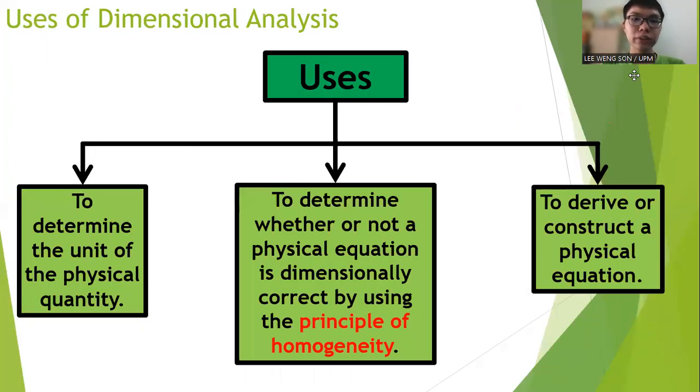The diagram shows several uses of dimensional analysis. Scientists use dimensional analysis in order to determine two things, that is to determine the unit of physical quantities as well as whether or not a physical equation is dimensionally correct by using the principle of homogeneity. Lastly, it can also be used for the purpose of deriving or constructing a physical equation.